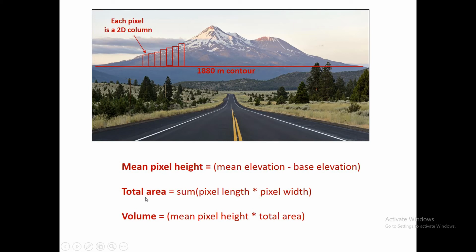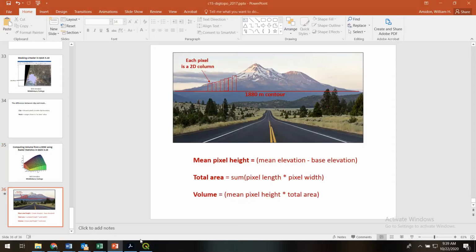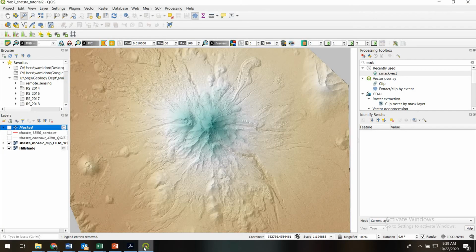Then we will get the total area of all those pixels, and that's fairly straightforward. It's just the area of each pixel, which is pixel length times pixel width. Okay, that's the area of a pixel, summed up across our entire area of interest. And then from that, volume is simply the mean pixel height times the total area. So it's this thing times this thing. All right, and we're going to do this using raster statistics.